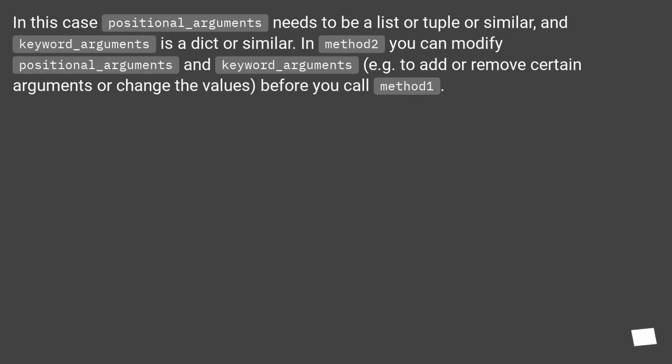In this case, positional_arguments needs to be a list or tuple or similar, and keyword_arguments is a dict or similar. In method 2 you can modify positional_arguments and keyword_arguments, for example to add or remove certain arguments or change the values, before you call method 1.